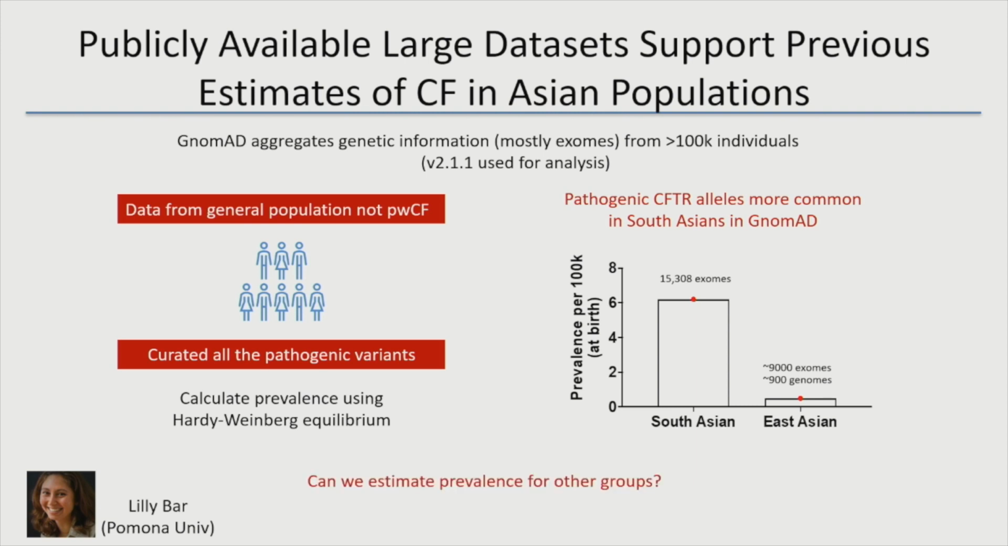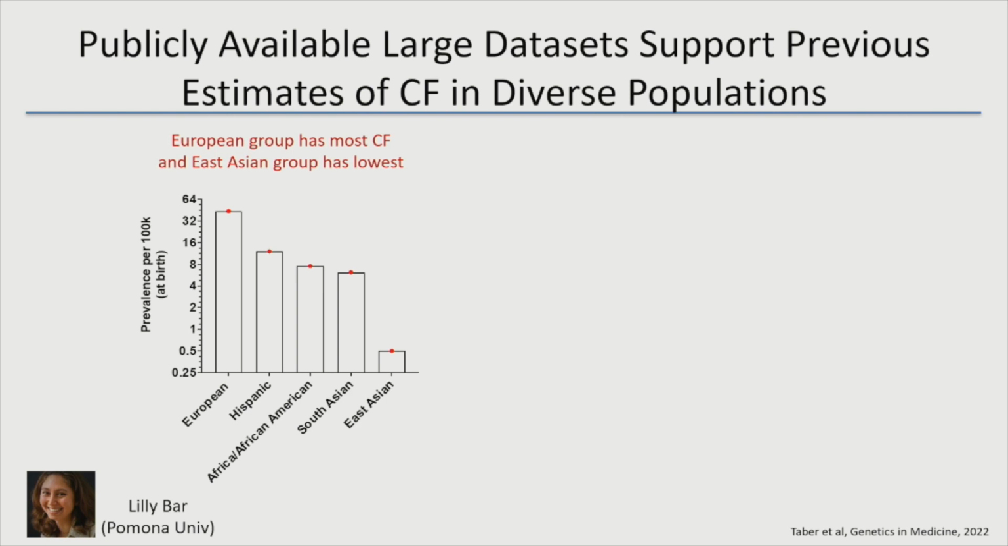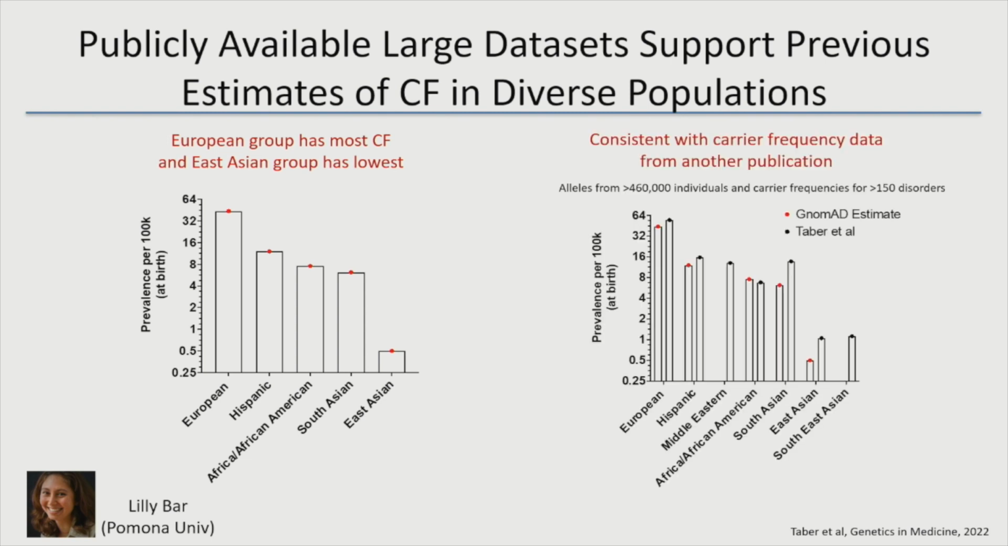Then we wanted to validate that this was not just a fluke, so we calculated the prevalences for all the other groups using the gnomAD data. This basically recapitulates what we already know, but maybe not numerically, right? In the gnomAD data set, it's again most common in Europeans, as we all know. Then it's actually not that uncommon in people of Hispanic, African, or South Asian ancestries, and it really drops in the East Asian part of the world.